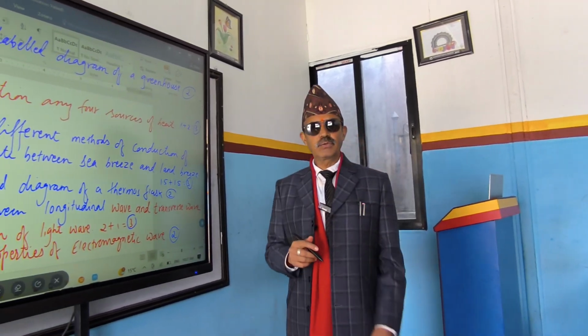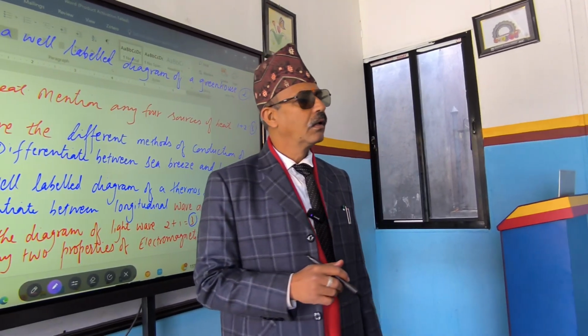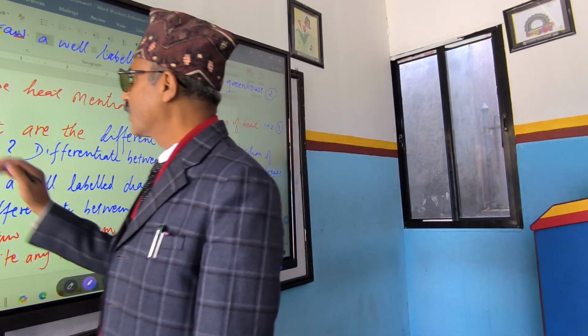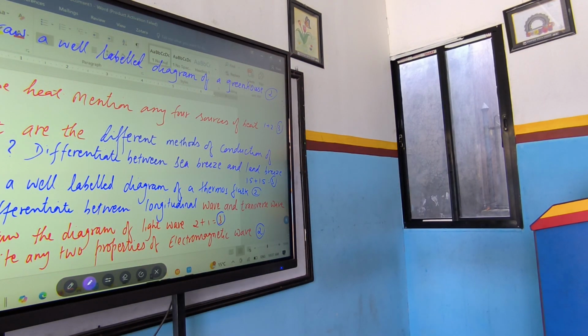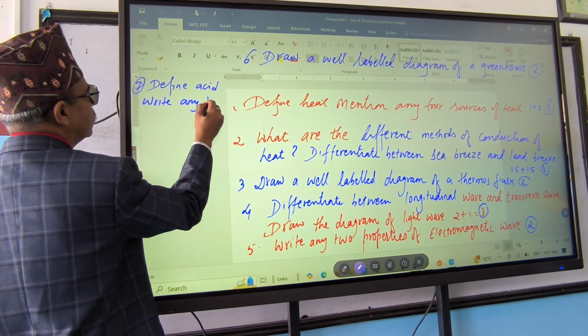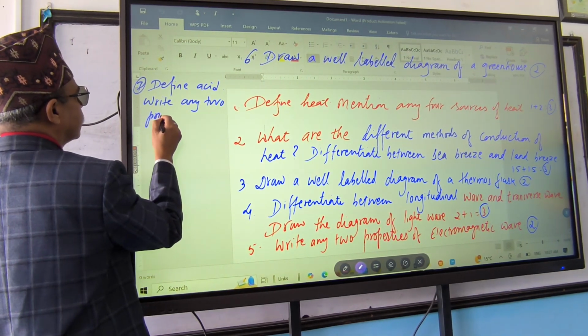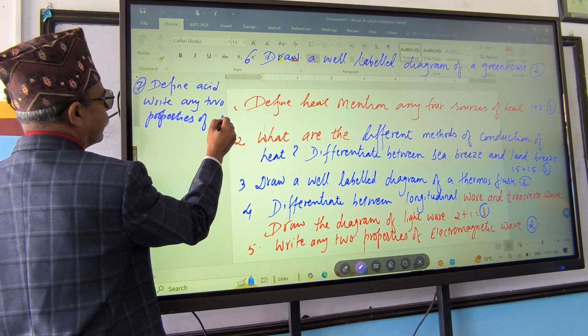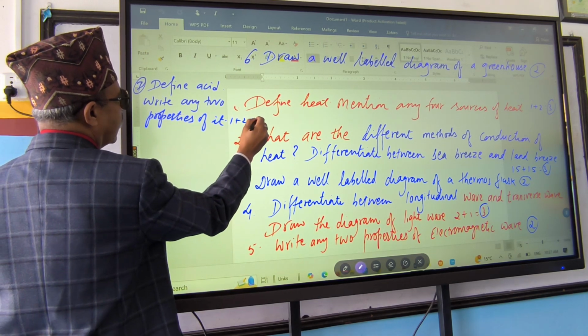Okay, now the 5 mark question I will give from where? Materials used in daily life, mainly acid, base and salt. Question number 6, 7 is here. Define acid, write any two properties of it. This is 1 plus 2, 3 marks.